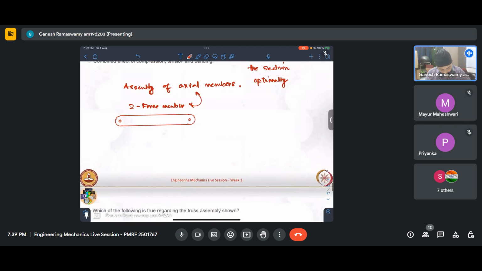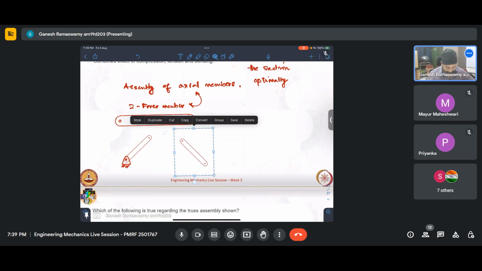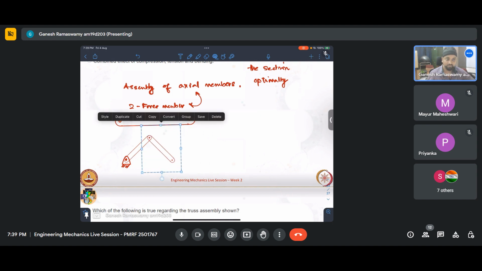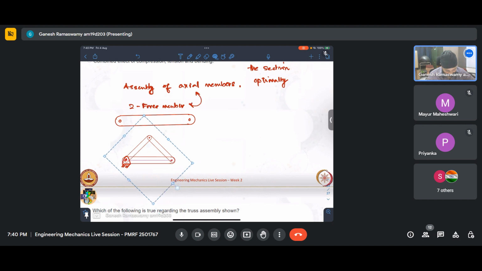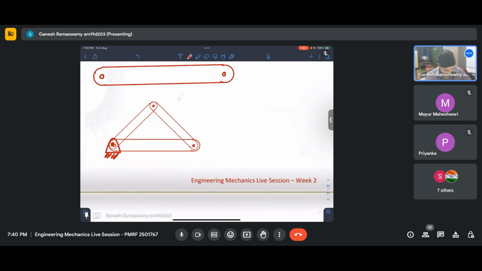So what we do first, we'll take this member. We have a ground. Let us say that it has a hinge. So first, we will take this and put it like that. Next, let me connect it like that, the second member. Next, let me have a member that goes through this and connects it with the third member. Something like that. And if I provide a roller support here, so this becomes a simple truss.